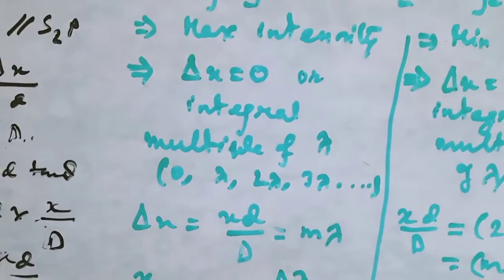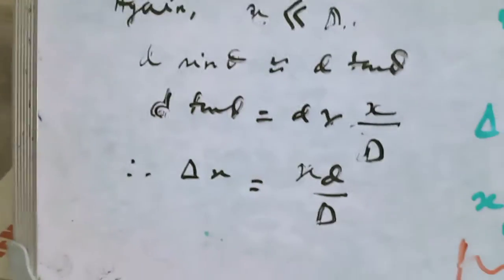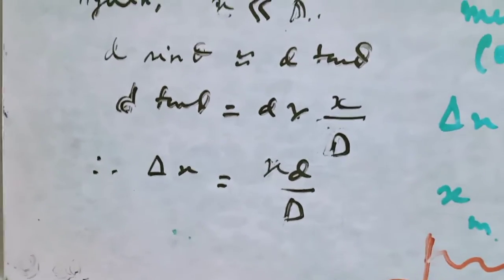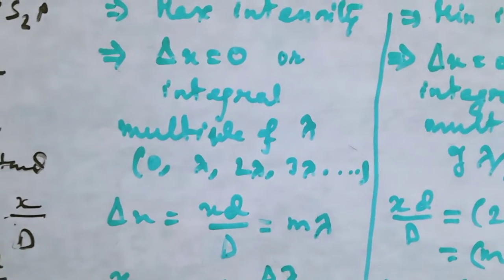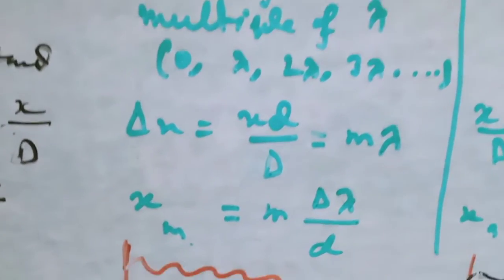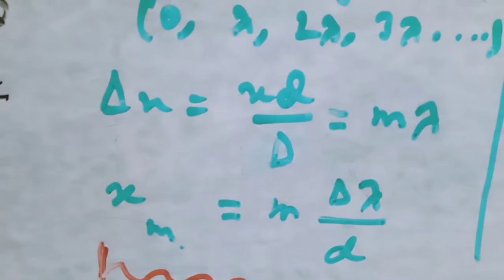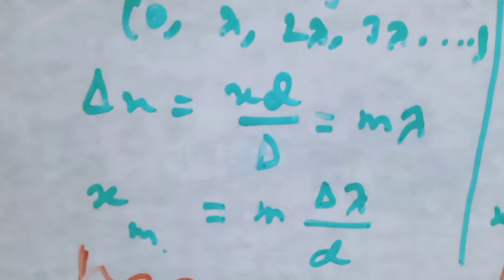Now we can say that del x, that means path difference, is the product xd by capital D. So xd by capital D is equal to m lambda, that is, delta x is equal to 0 or delta x is equal to m lambda. So what will be the position of the mth bright fringe? It is given in this manner: for the mth bright fringe, m D lambda by d. Simple.